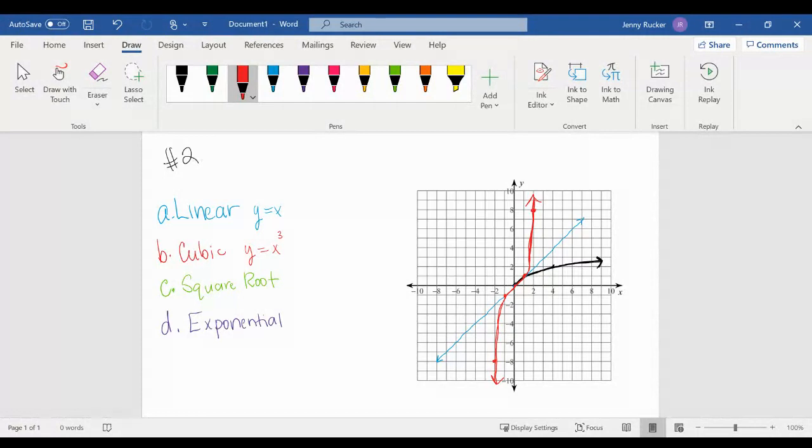All right, now let's take a look at our square root function. The parent is y equals the square root of x. That's going to pass through (0, 0), since the square root of 0 is 0. Let's try x is 1. The square root of 1 is 1. Let's try x is 2.